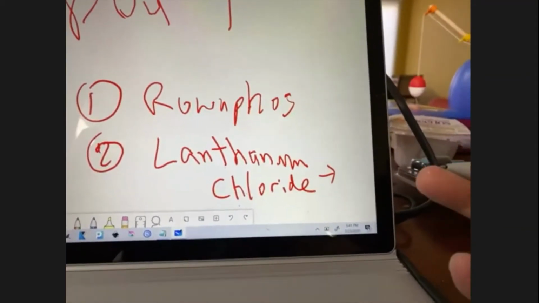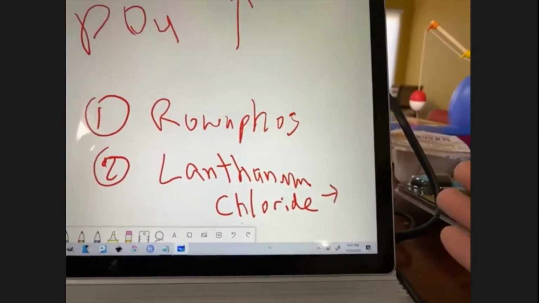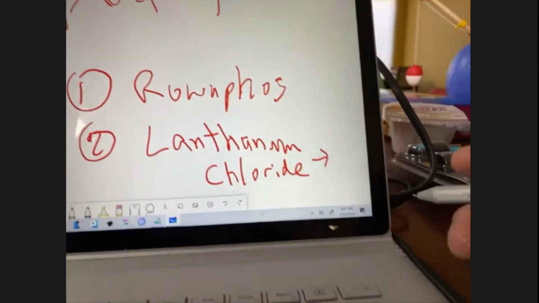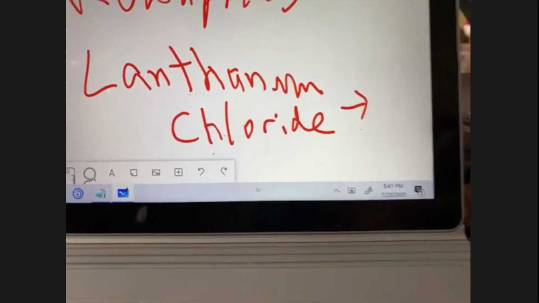So I don't have to do a water change every week or every 2 weeks. I can get away with maybe 3 or 4 weeks without doing a water change. Okay. Now lanthanum chloride, this is very dangerous stuff.